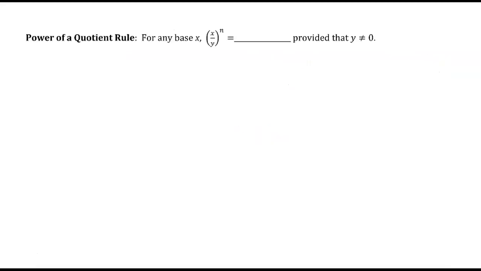The power of a quotient rule tells us that if we have a fraction or quotient, such as x over y, raised to an exponent, like n, we can rewrite this as the numerator x raised to the exponent of n divided by the denominator y raised to the exponent of n. And this is true as long as y is not equal to 0, because we still can't divide by 0.